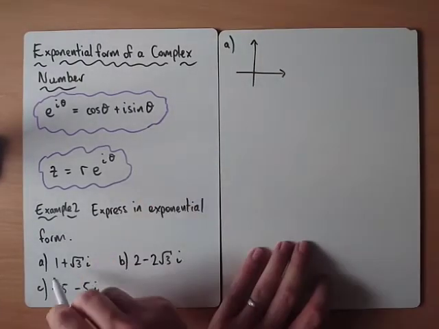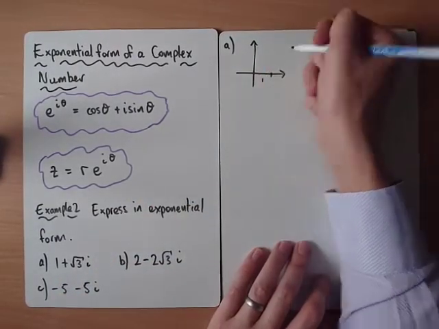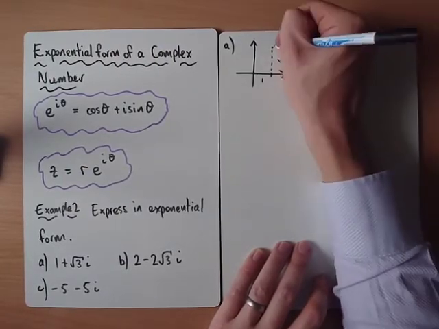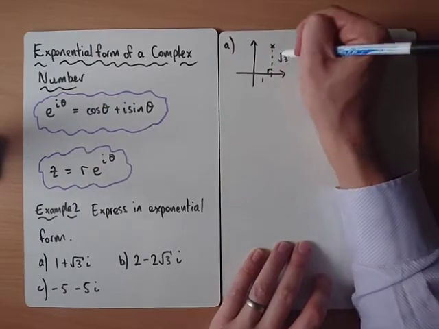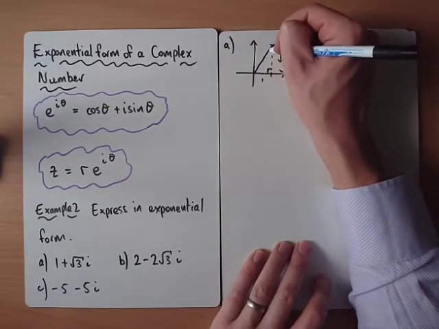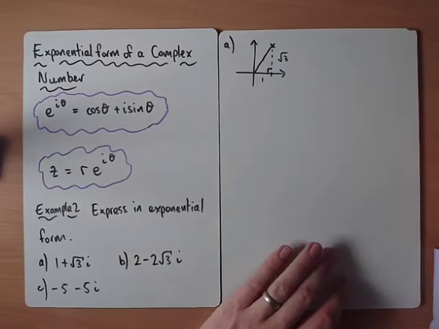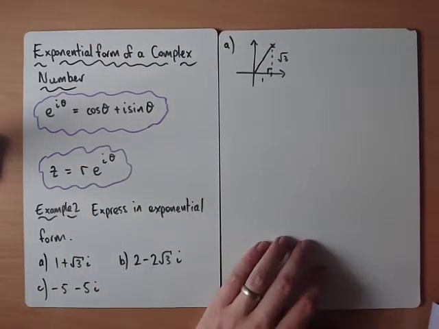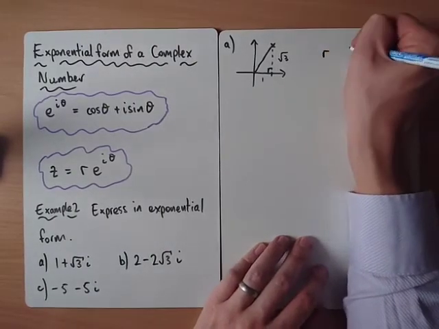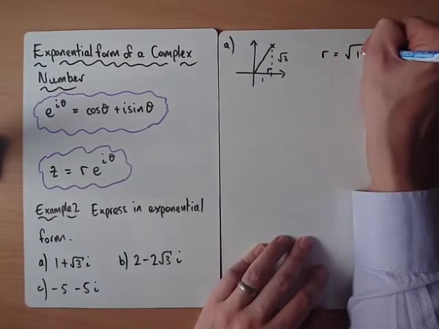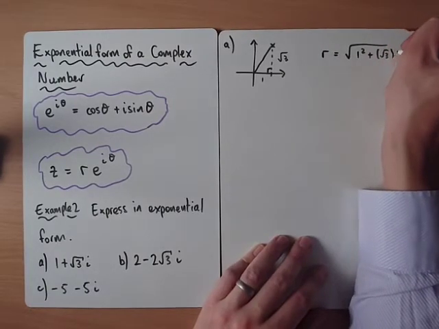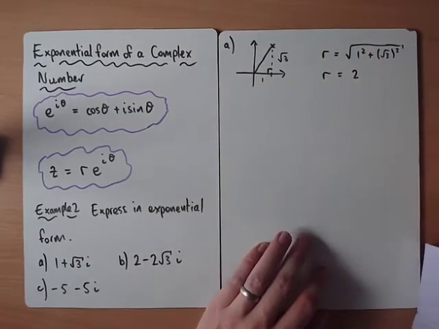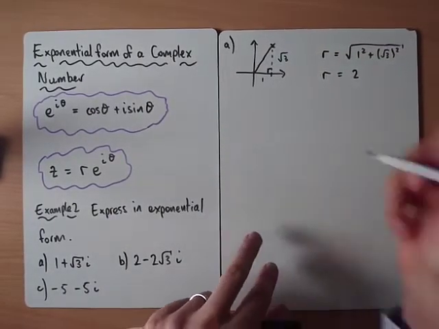Okay. So we've got 1 plus root 3i. That distance is 1. That distance is root 3. Remember, all that we're doing is thinking about a right angled triangle. So if I want to write it in exponential form, I just need to figure out what's the magnitude, what's the argument. Okay, just like we did last year. r would equal the square root of 1 squared plus root 3 squared. So r would equal 2.